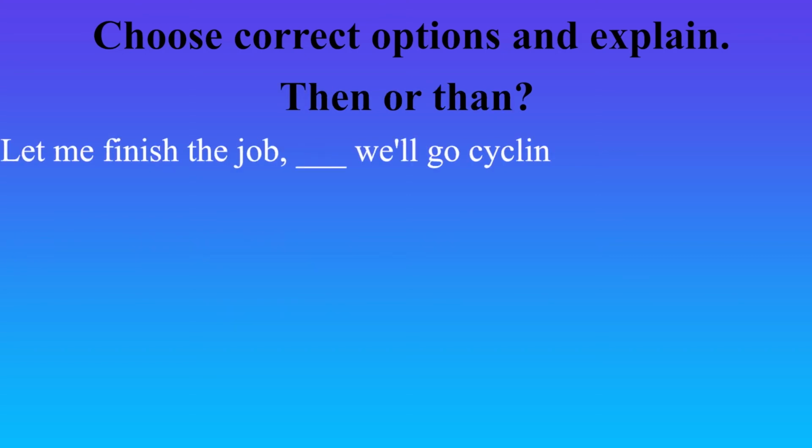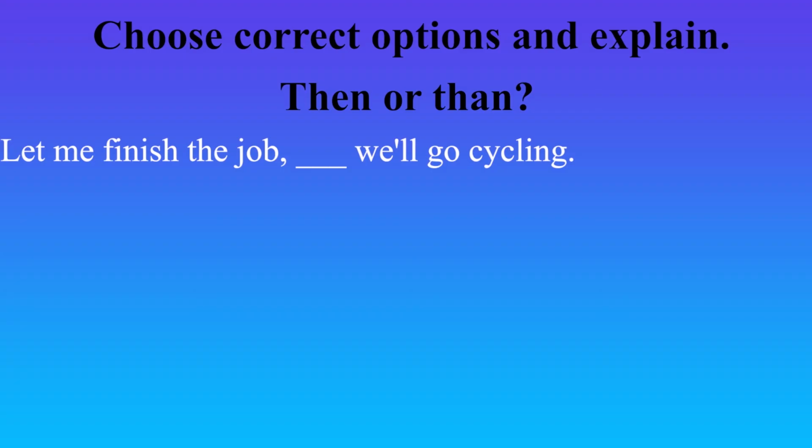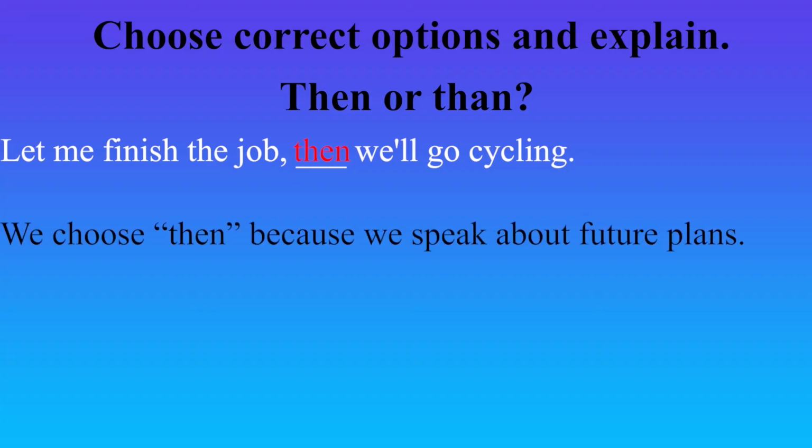Let me finish the job. We'll go cycling. Then or than? Then with E. We choose then because we speak about future plans. We do actions step by step. Firstly, I finish the job and after it, then we'll go to ride bikes.